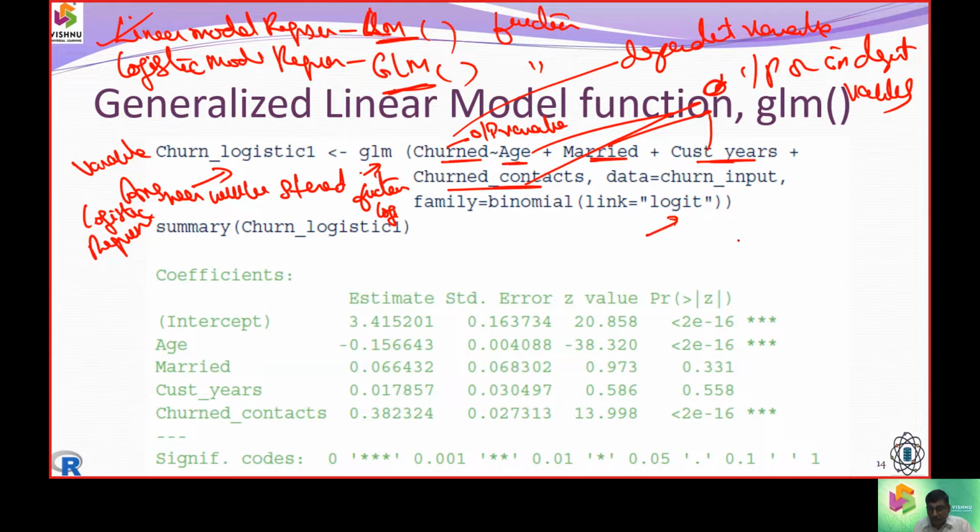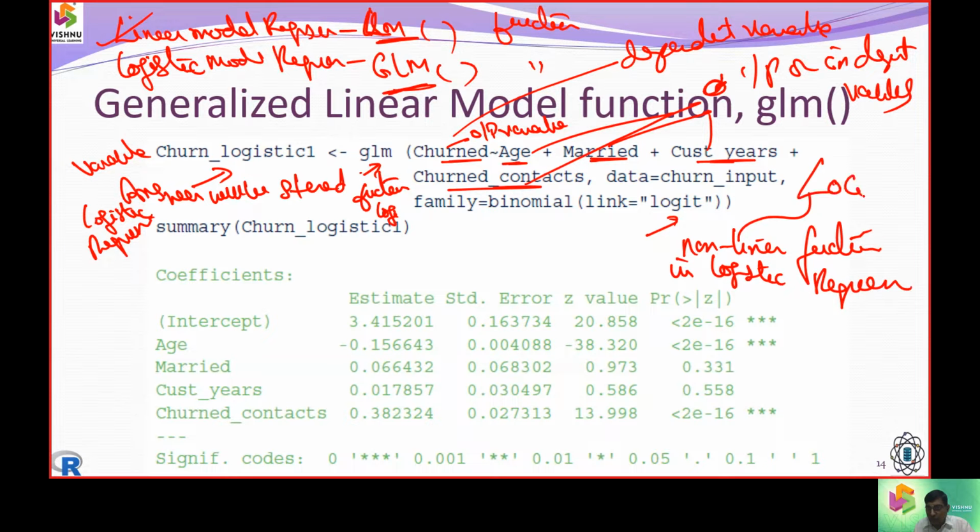And the non-linear function in logistic regression, we are going to use logit. So that is what it belongs to, the family of binomial. Like a sine wave, the answer should be a probability. So for that we use this model.